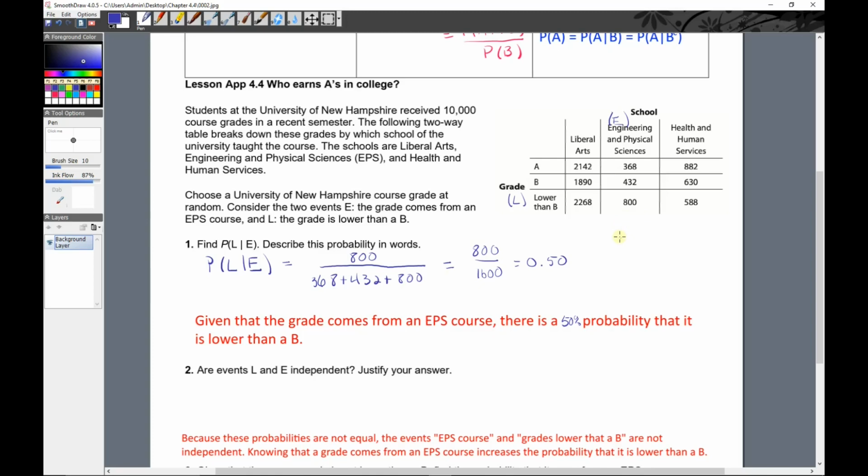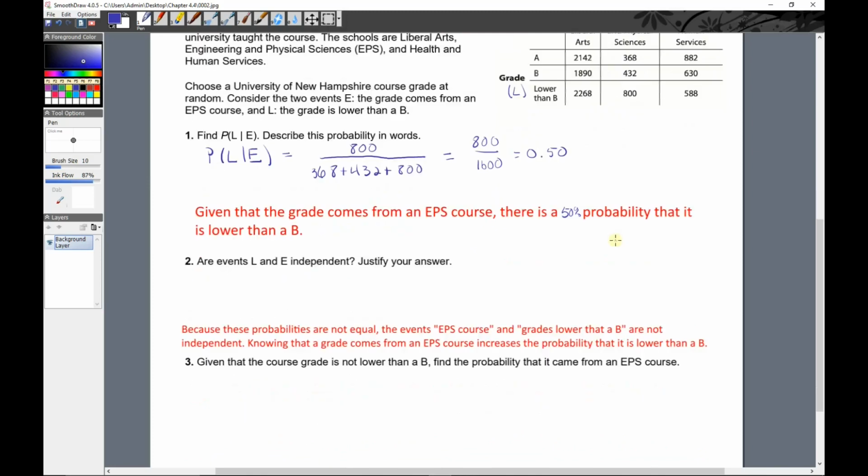So are events L and E independent? This is an interesting question. We already know that the probability of a grade lower than a B, given that it's from an EPS school, is 0.50. It came from up here. Let's go ahead and figure out the probability of a grade lower than a B, given that it does not come from an EPS school.